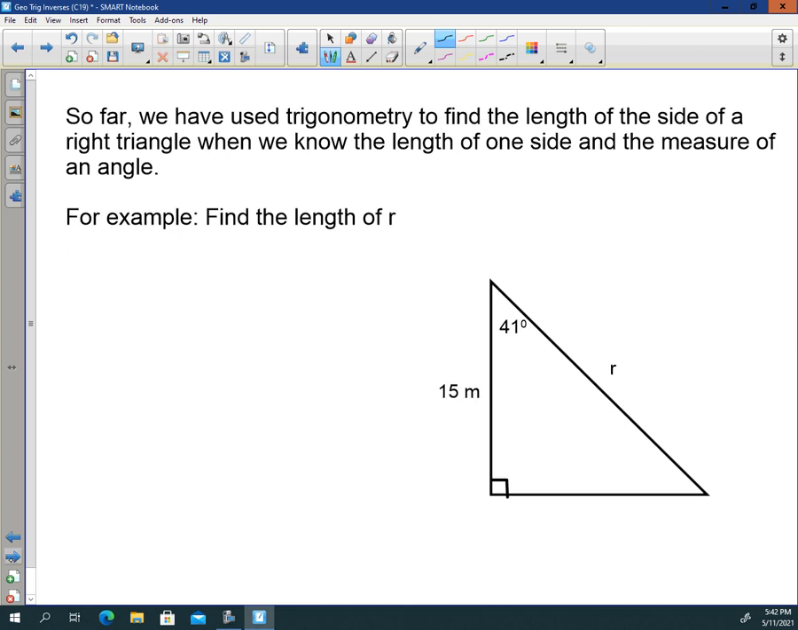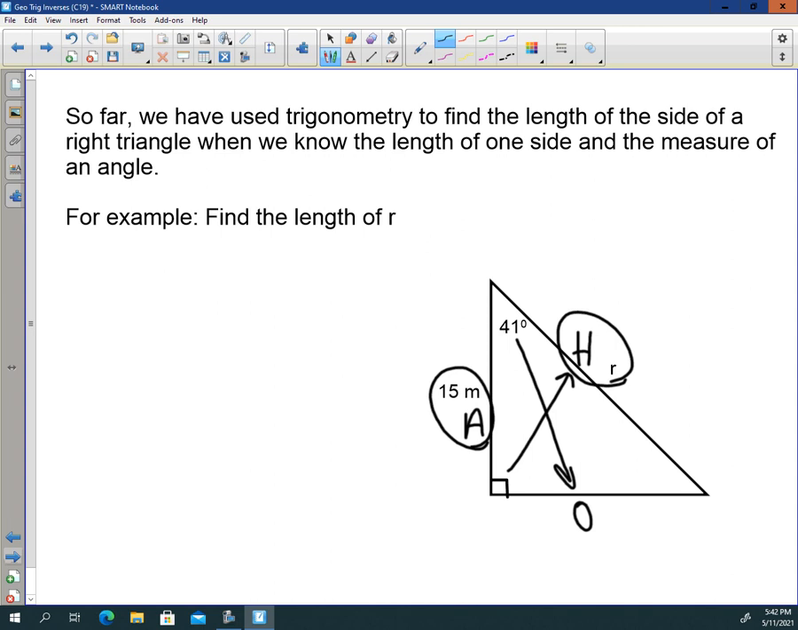So far, we've used trigonometry to find the length of the side of a right triangle when we know the length of one side and the measure of one angle. For example, we can figure out the length of r by recognizing that 41 is the angle we're working with, or theta, and that side is the opposite. Across from the 90 is the hypotenuse, and the other side is the adjacent. It looks like we have the adjacent, and we want the hypotenuse.